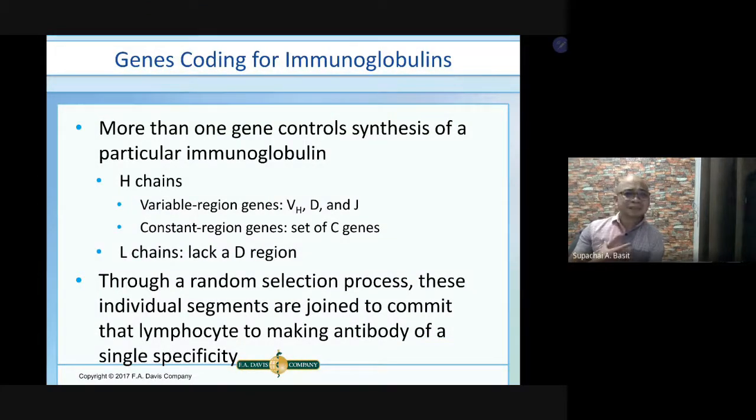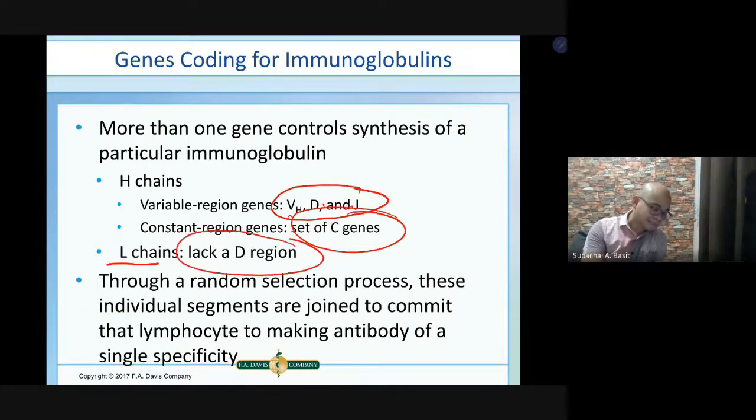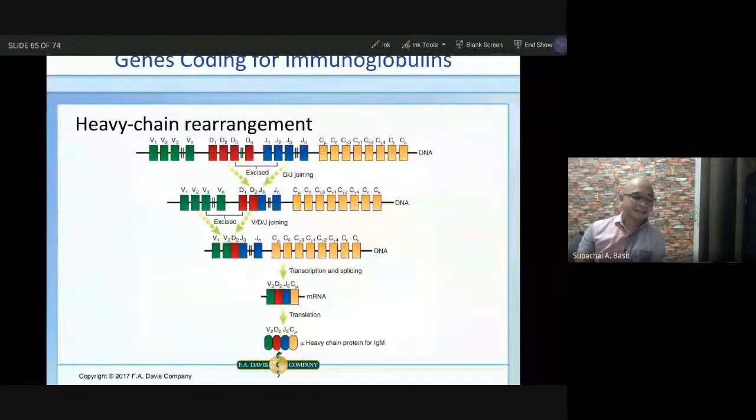So in our immune system, more than one gene controls the synthesis of a particular immunoglobulin. For example, for heavy chains, the variable region genes will control the production of the variable heavy, the D and the J. The constant region genes will control the set of C genes, while the light chains lack a D region, because the D is in the heavy chain. Through a random selection process, these individual segments are joined to commit that lymphocyte to making antibody of a single specificity. So again, these are the genes coding for immunoglobulins.